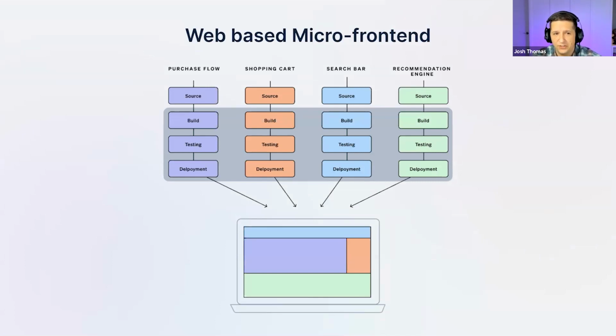We've got 4 applications here, or 4 MFEs, that come together to create the application: a purchase flow, shopping cart, search bar, and recommendation engine. Each of these applications has its own source code, its own build pipeline, its own testing, and its own deployment processes. But they all come together and they're experienced by the user in the same way.